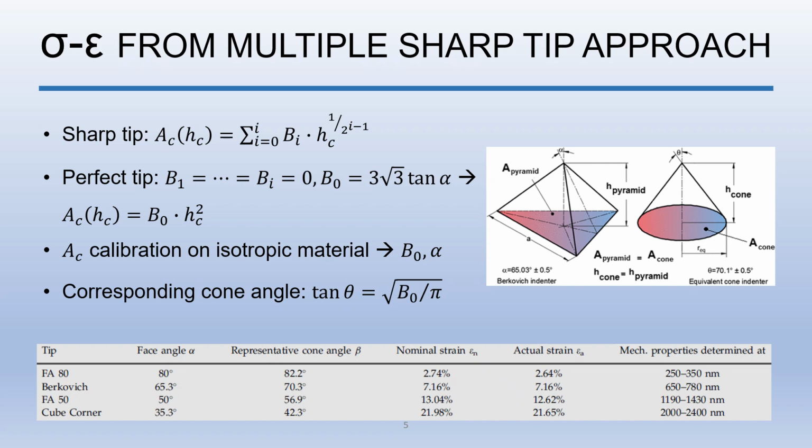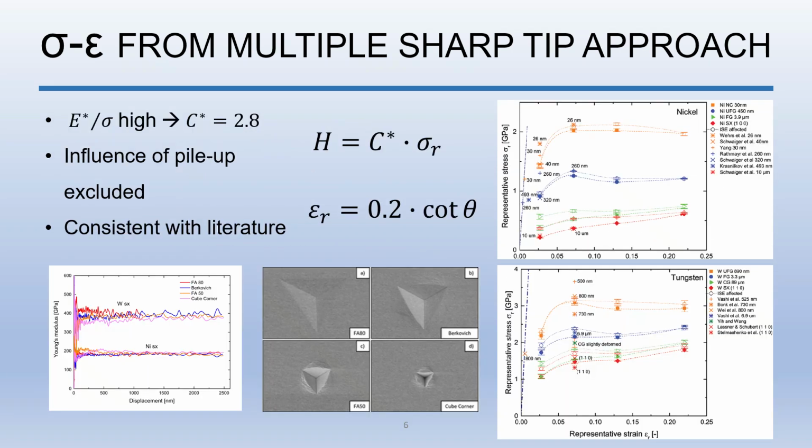In order to calculate the representative strain of the respective tip, the variable indenter geometry is converted into an equivalent cone, and so the corresponding cone angle theta is calculated. Since the elastic modulus to stress ratio is high, the constraint factor can be considered constant. The continuous measurement of stiffness and the stable Young's modulus profiles confirm that pile-ups do not significantly affect the results. Once the constraint factor and representative strain are defined, the stress-strain curves can be obtained.